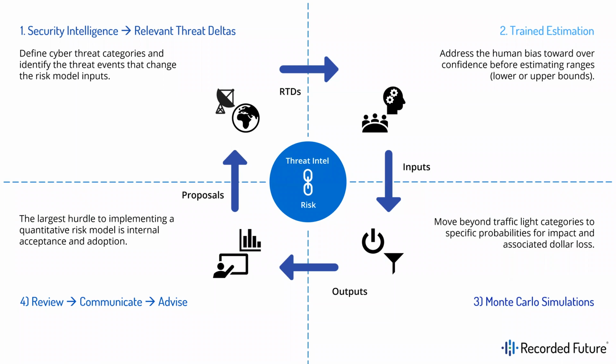If you look at the workflow, number one, you have to understand where you have relevant threat deltas. Then you start creating the inputs to the model, and the inputs are all about threat categories. You can be as granular or as high level with the threat categories as you want, but you really have to think through loss. You really have to think through the estimates.